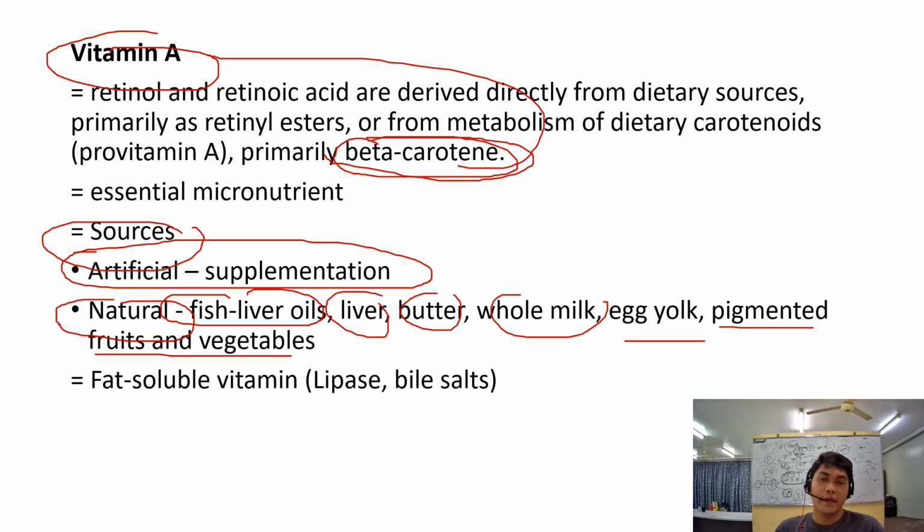Another thing regarding vitamin A is that it is a fat soluble vitamin. So you need lipase and bile salts for the absorption of vitamin A. You need to have a healthy pancreas and a healthy gallbladder for you to absorb vitamin A from your food. So that's for vitamin A.